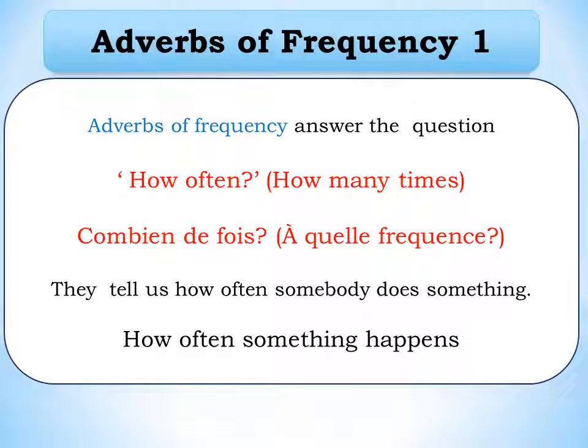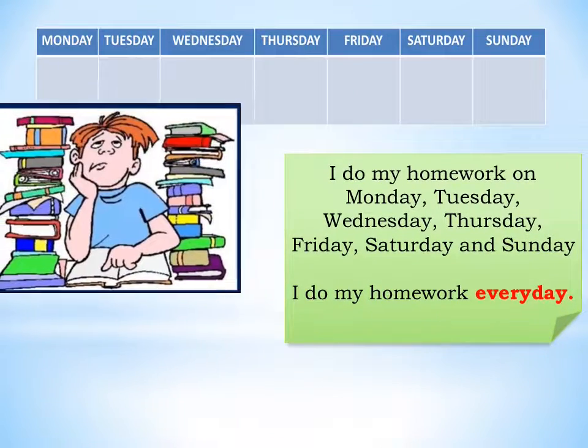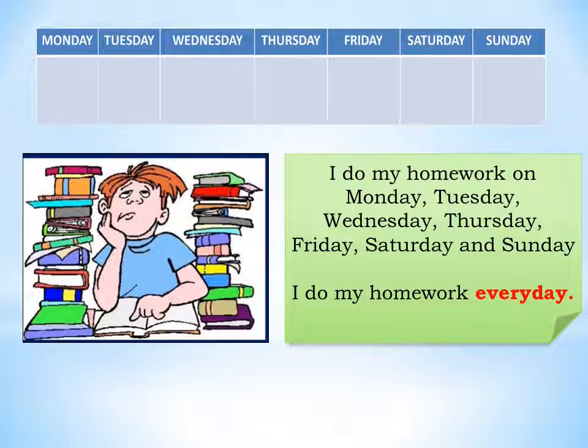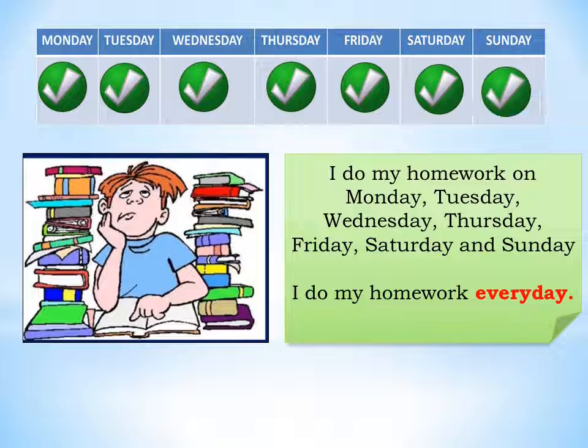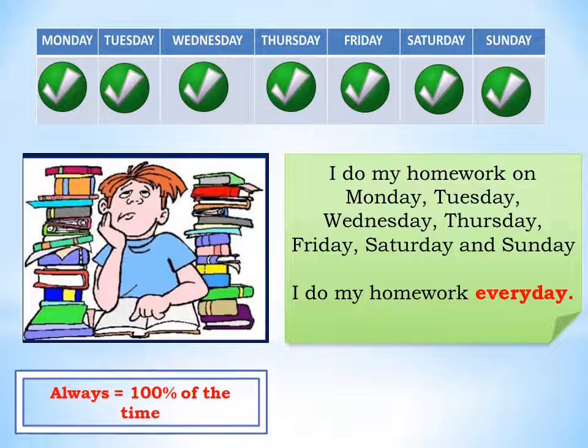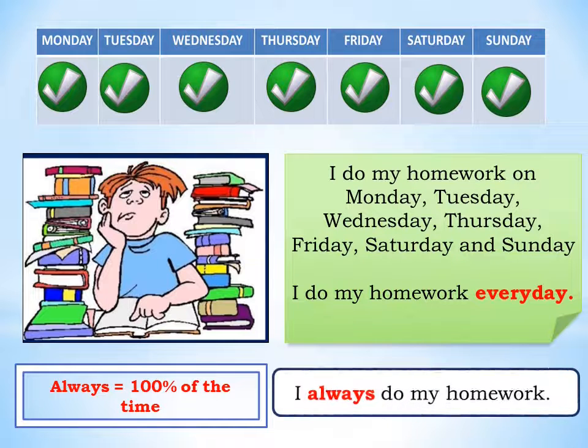Let us see some examples. Let us see the first example. How often do you do your homework? I do my homework on Monday, on Tuesday, on Wednesday, on Thursday, on Friday, on Saturday, and on Sunday, which means I do my homework every day. The adverb of frequency that we can use in this case is always, 100% of the time. I always do my homework.